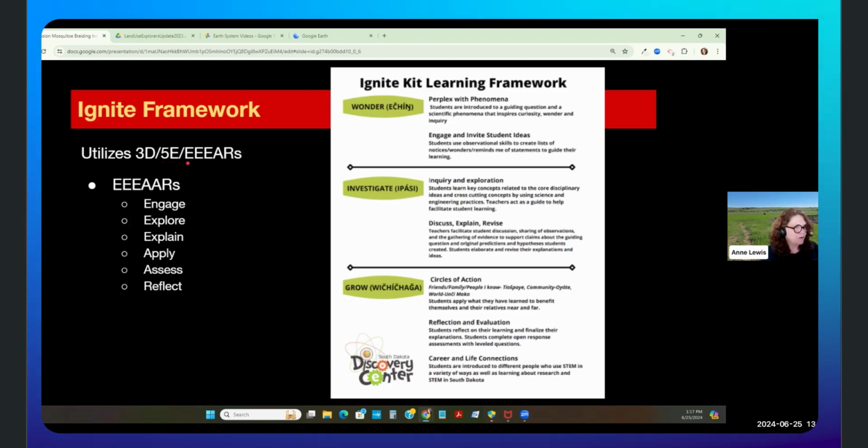At the South Dakota Discovery Center, we use something called EARS. I forgot an A, because it's a kind of cute name, but we felt it unpacked the 5E model a little bit more specifically. We have engage, explore, and explain, and that follows along with the phenomena to pique and perplex. Time for exploration. Explain is when the sense making comes in, for those of you interested in that style of pedagogy. Then the A's are apply, assess, and reflect. This is how we structure the curriculum that we develop, and Ignite is similar to that. It was just easier to translate all of this rather than that.